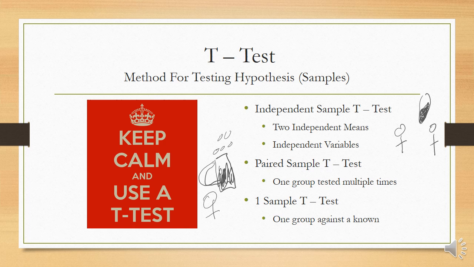And a single sample t-test, which is the example we're going to follow, is where you're given a mean, and then you're going to test your sample against that mean to determine whether or not you would reject or accept that mean, or the variable against that mean.